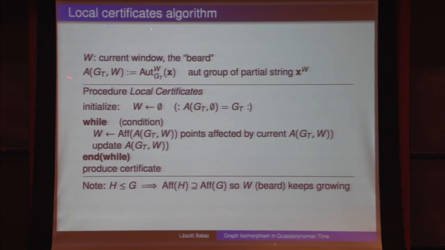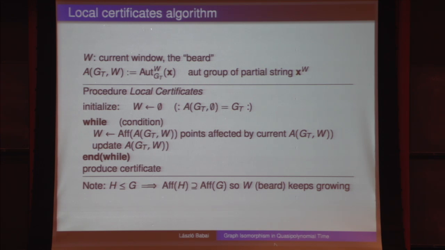And what I am going to do is, I will always look at the automorphism group of the partial string that I can see through this window. Okay? So here is the procedure. We initialize the window to the empty set. So the corresponding automorphism group is simply the original group, stabilizing this test set that we are currently considering. Now there will be a condition under which, so this is a while loop, we keep updating the window. How do we update this window? We take the previous window and add all the points that are affected by the current automorphism group. So we have a current window.